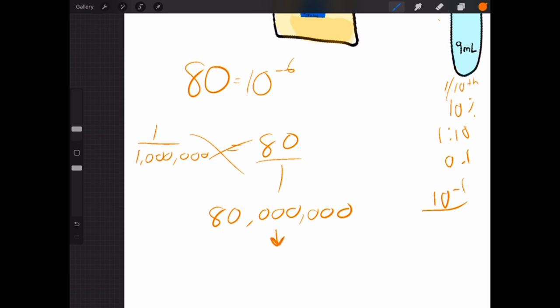And then that needs to be changed to scientific notation. Since we have a 0 here, we're just going to add that decimal. We have 1, 2, 3, 4, 5, 6, 7. It's going to be 8 times 10 to the 7th CFUs per milliliter. That's one way to do this.